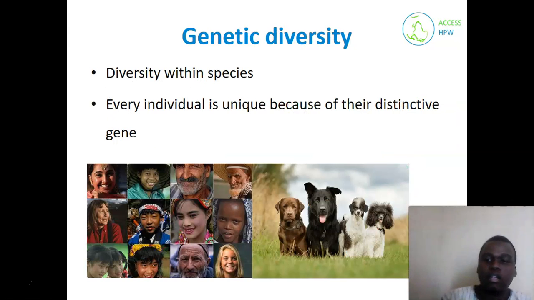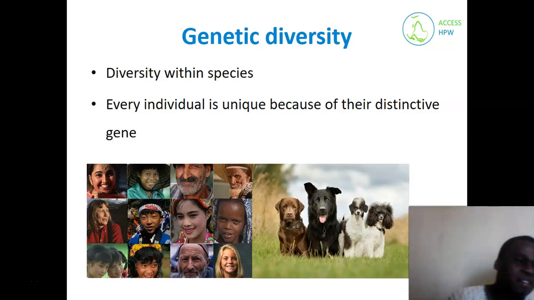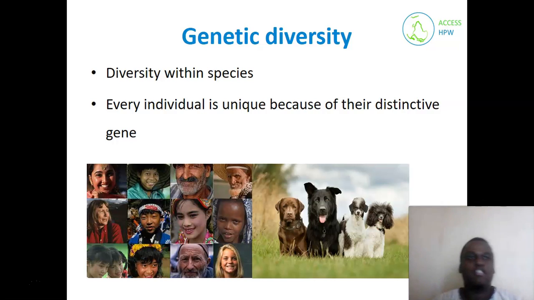I did explain earlier that biodiversity is the variety of life on Earth and the essential interdependence of all living things. There are 3 types of biodiversity. The first one is genetic biodiversity. Genetic diversity is diversity within a species. Every individual is unique because of their distinctive genes.